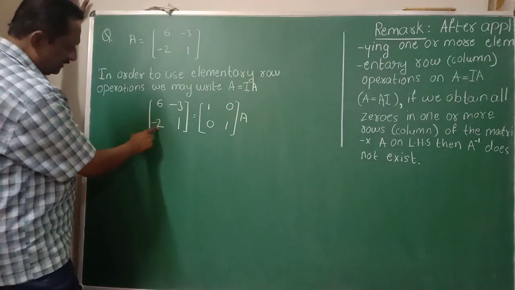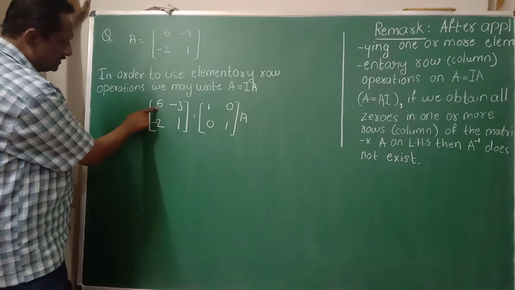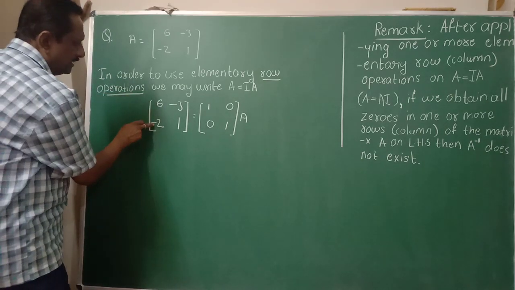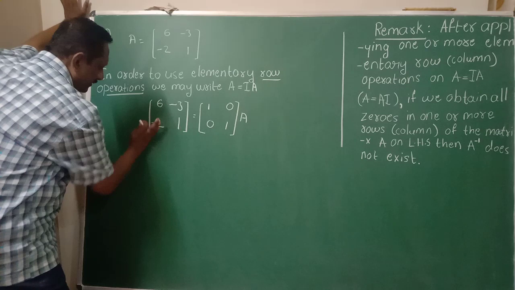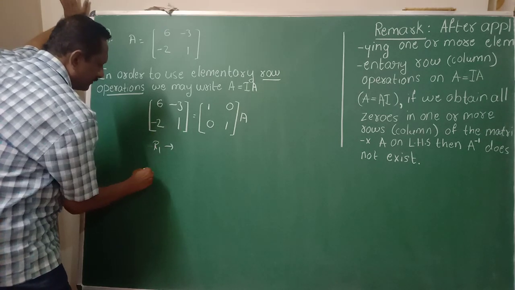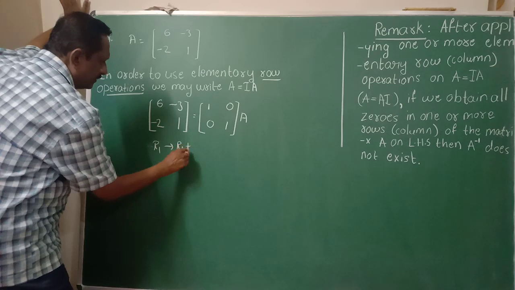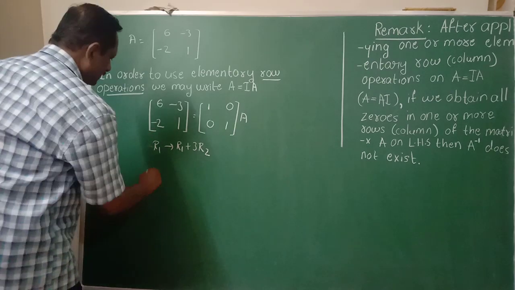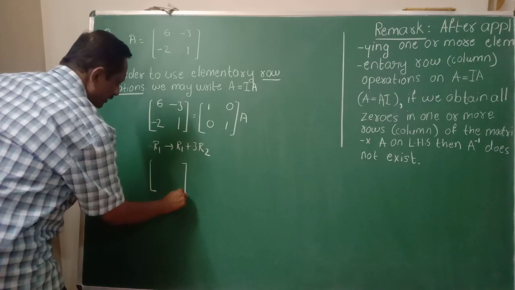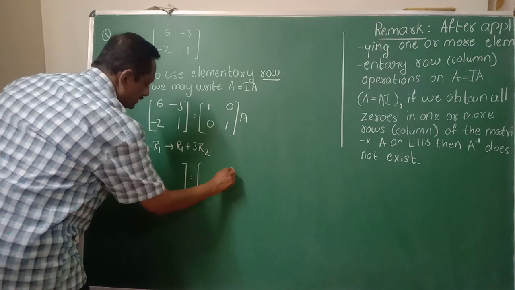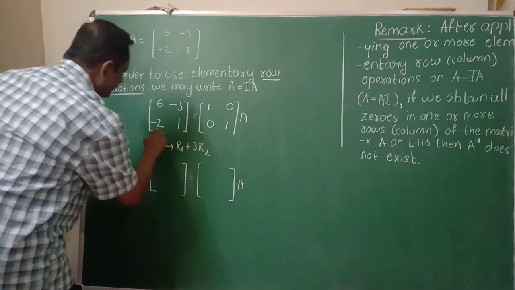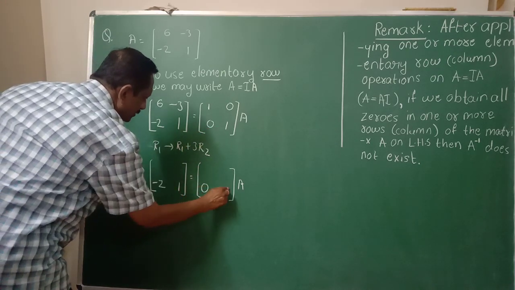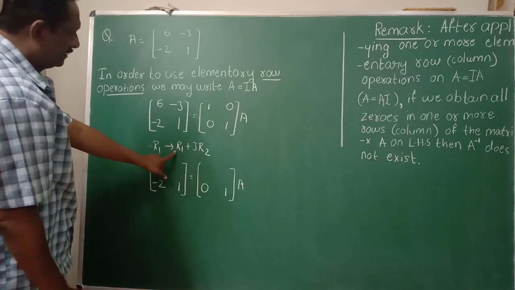Here we multiply by 3 and add to this row. We are using a row operation: R1 becomes R1 plus 3 into R2. The second row we keep as it is, both the left side and the right hand side. So the second row is -2, 1, 0, 1. Then R1 plus 3 into R2.